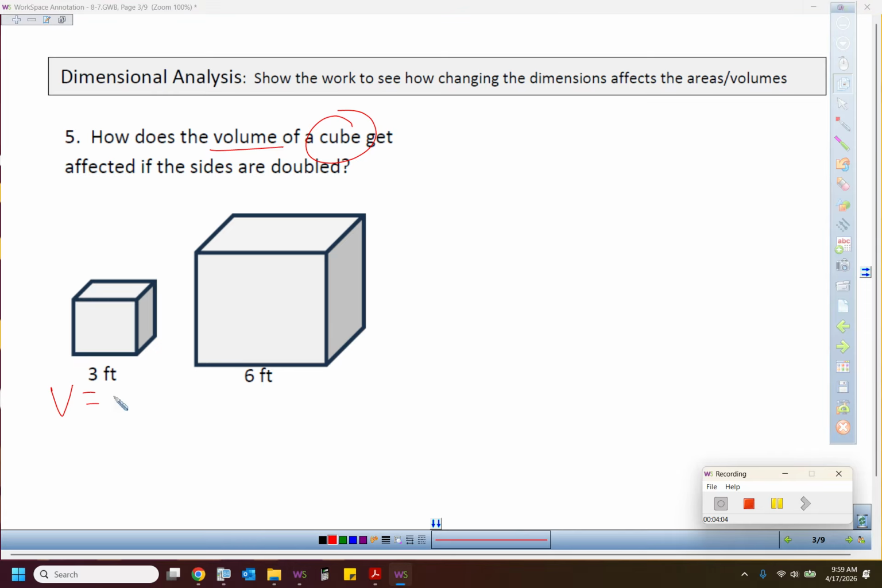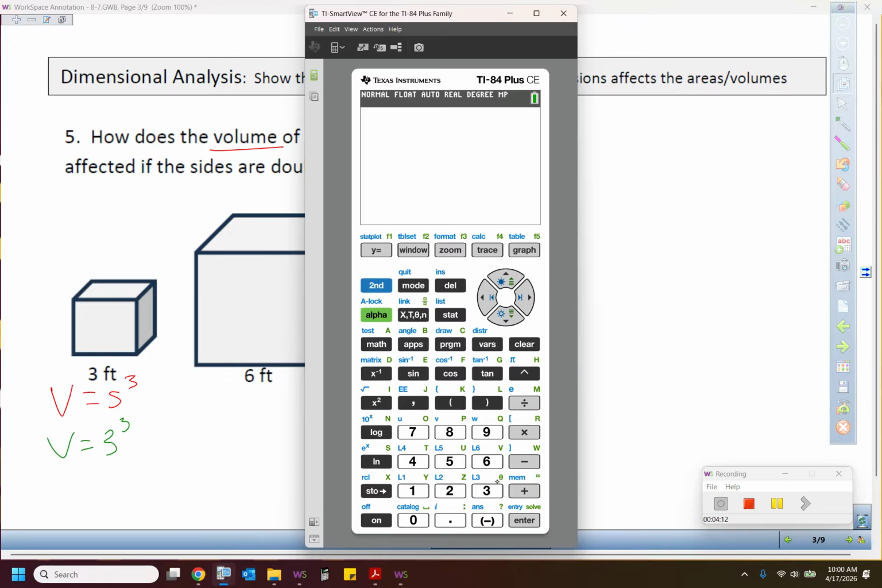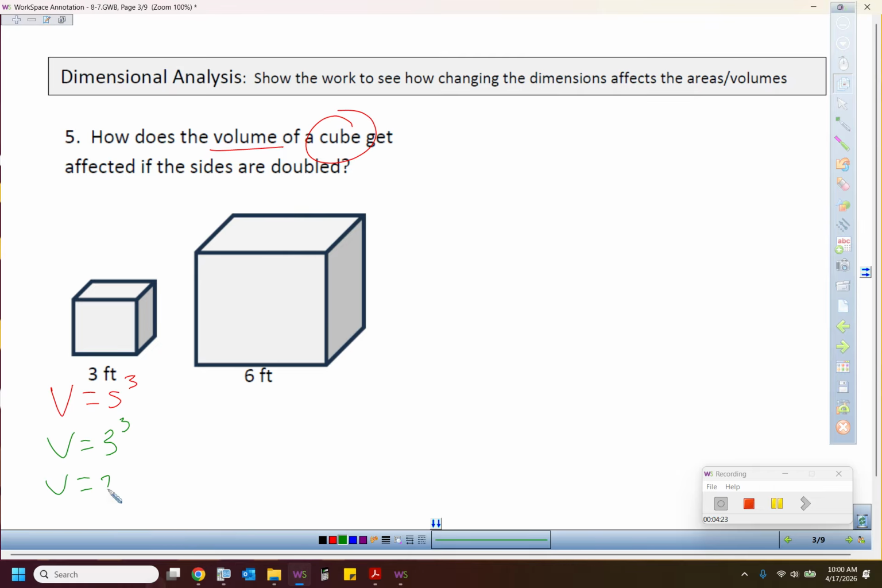What you got? Side cubed. And our side length is 3, so we just need to take 3 and cube it. Remember that means raise it to the 3rd power. It's not 9, that's what 3 times 3 is. How do you feel that it is 27 in that case? So the volume of this cube was 27 feet cubed.